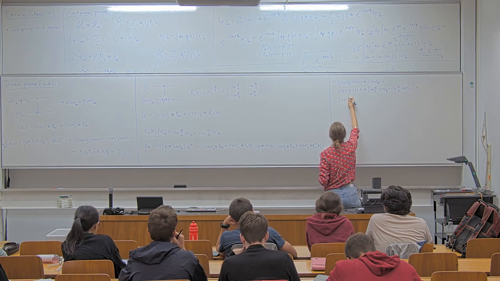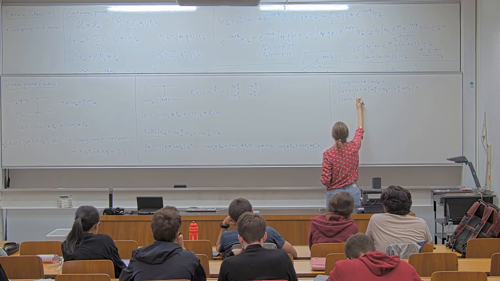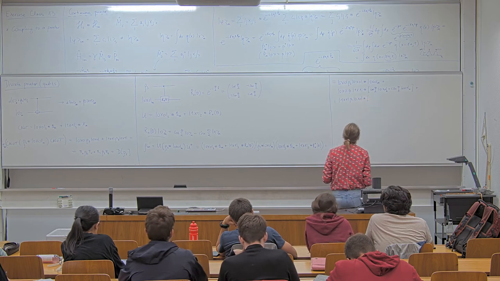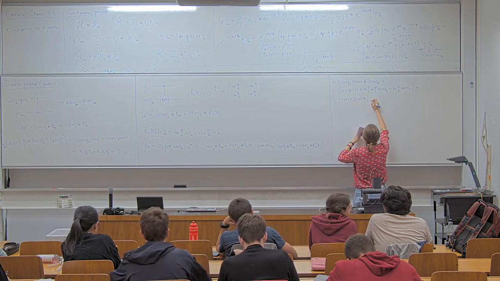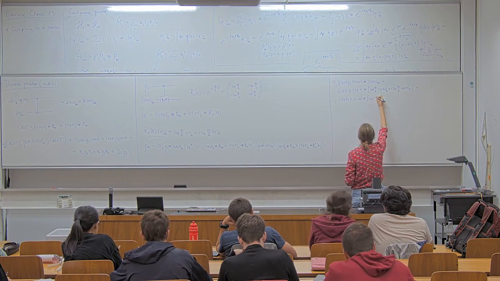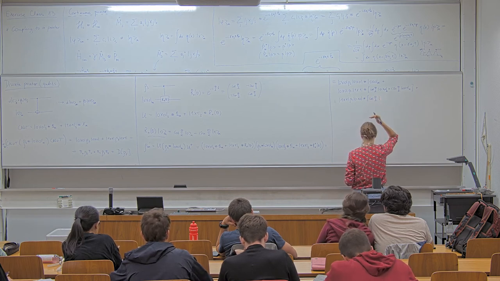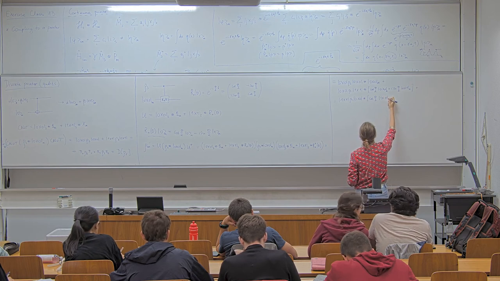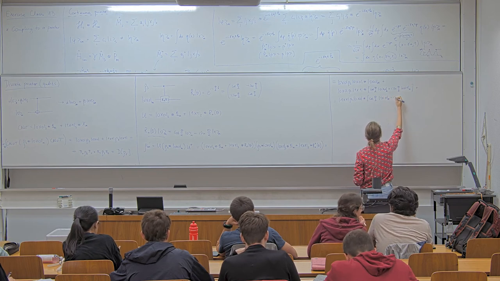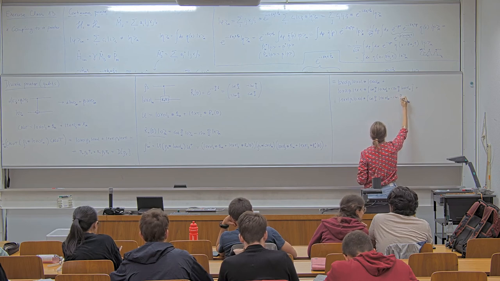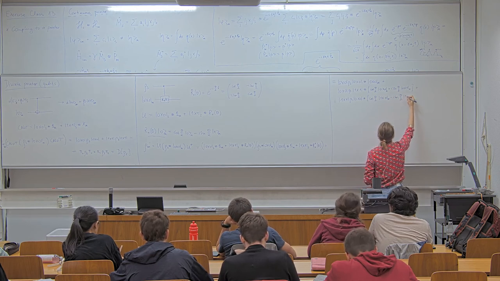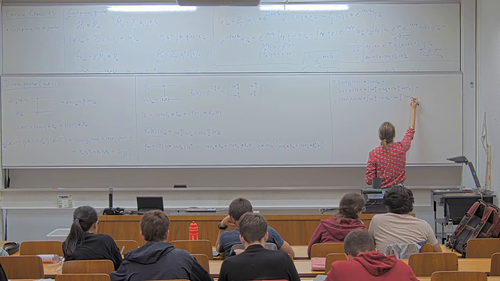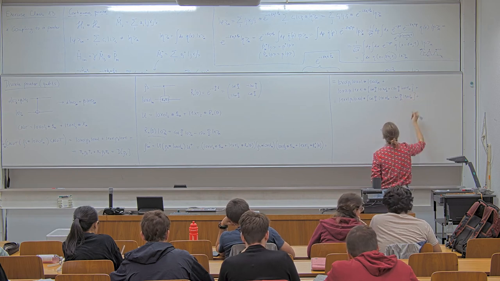1, 1, row S, 0, 0. Similarly, this will be cosine theta over 2, 0, 0 on M minus I sine theta over 2, 1, 0 on M.